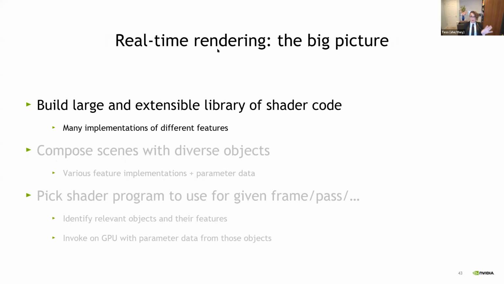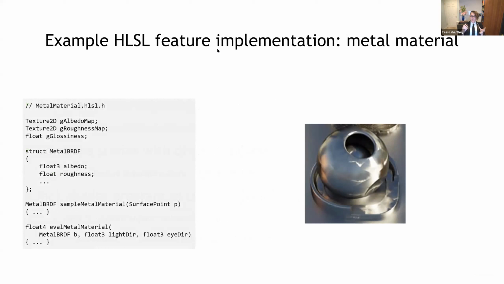So if we go back to our big picture of real-time rendering, we're going to cover a couple of these bullets in terms of how they intersect current practice with something like the HLSL language. Our first item is building a large and extensible library of shader code with many different features. Let's explore that by looking at an implementation of a single feature. We're going to have a metal material used to render this object on the right, and we've got some hypothetical code on the left written in HLSL.